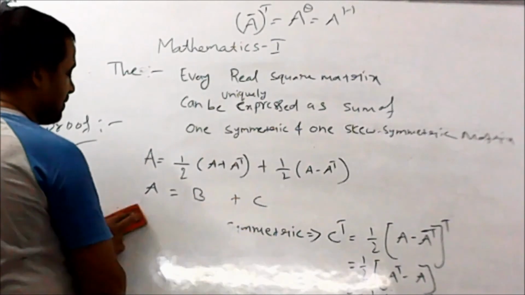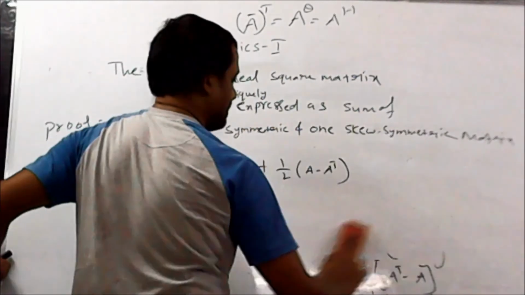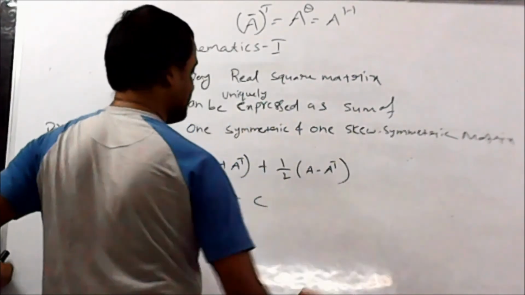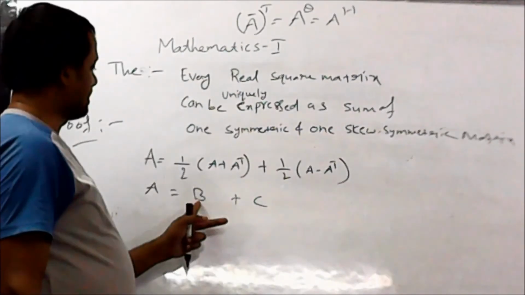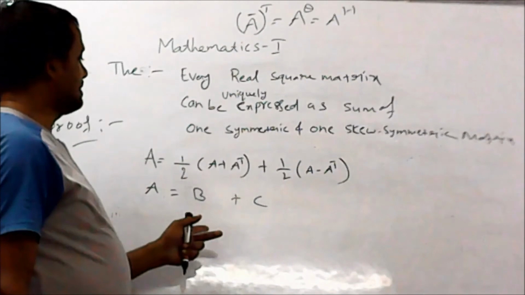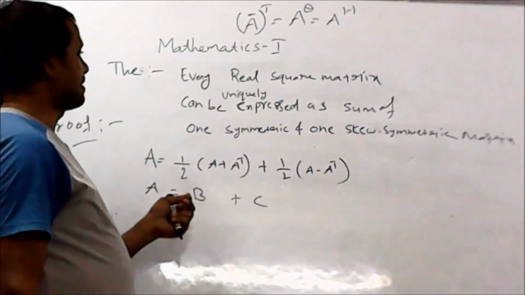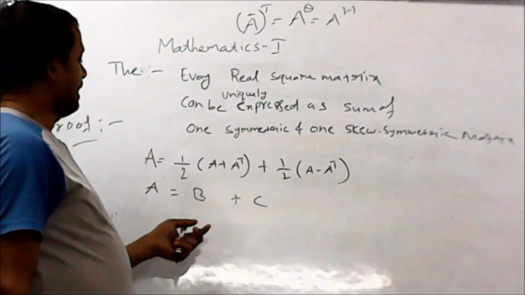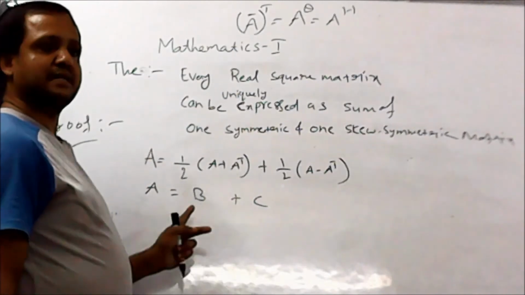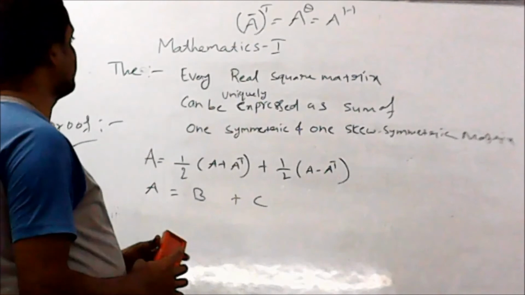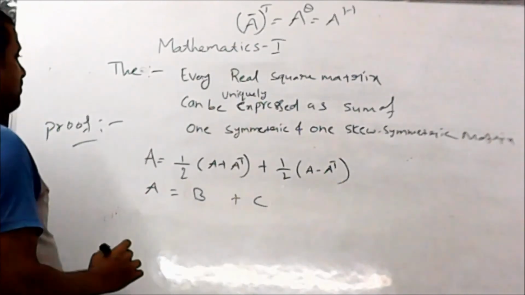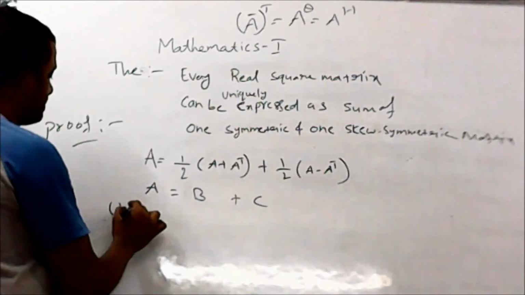So we are able to express the given square matrix in terms of two matrices. One we proved is symmetric, another is skew symmetric. It means every real square matrix you can express in terms of two matrices, one symmetric and another skew symmetric. Is it okay? Now another thing, unique expression. We need to prove uniqueness. How to prove uniqueness?